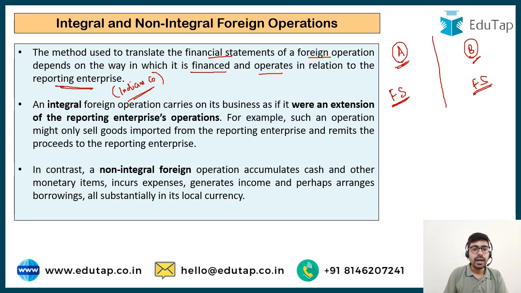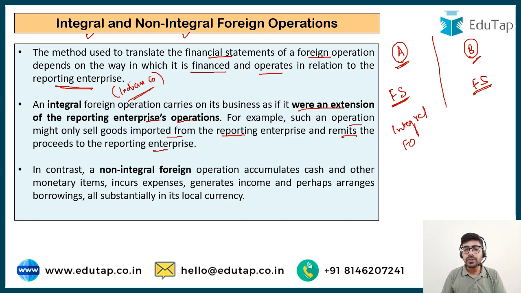So it says that there can be an integral or non-integral foreign operation. Integral foreign operation carries on its business as if it were an extension of the reporting enterprise's operation. For example, case A is a clear case of integral foreign operation because everything that is being done is controlled by the reporting enterprise, by the Indian company. Such an operation might only sell imported goods from the reporting enterprise and it may remit all the sale proceeds to the reporting enterprise.